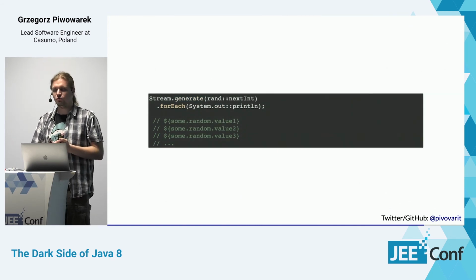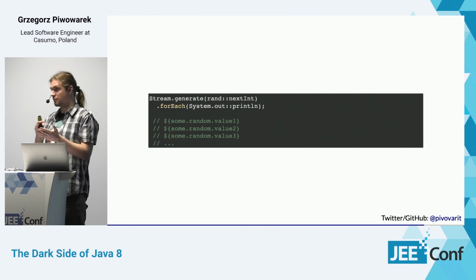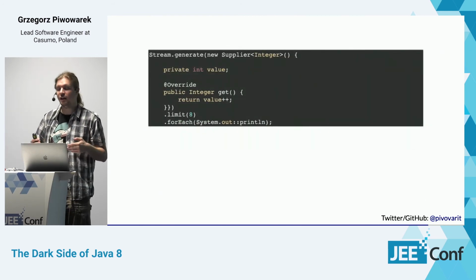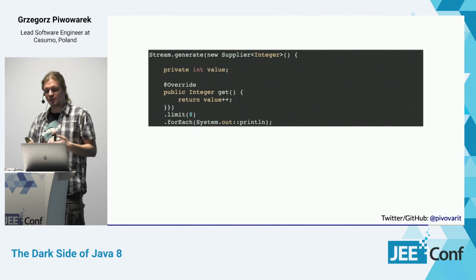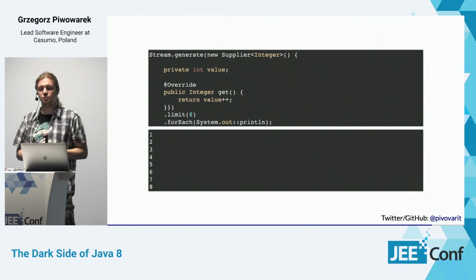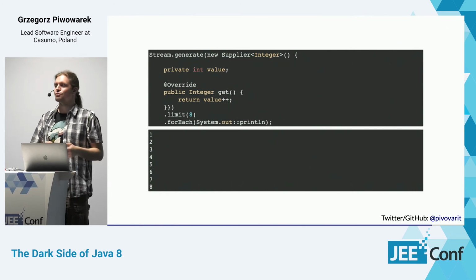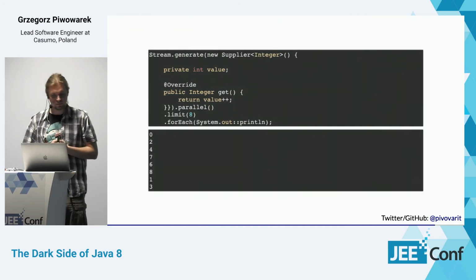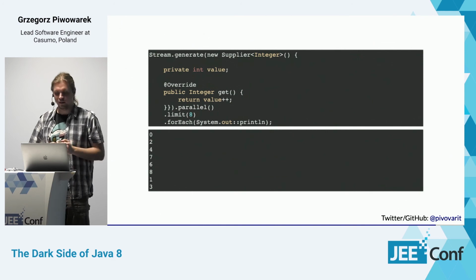But let's say I want to do some stateful operations with that. Let's say I want a monotonically increasing sequence from 0 to 100. Well, I write a new supplier, I store the result somewhere inside, I increment it, I limit it, forEach, and bam, it works. But let's say that I want to start doing the processing in parallel. And what do I get? Oh, wow, that's unexpected. But what's wrong there? Can you tell me? It should be ordered, but suddenly everything is out of order.